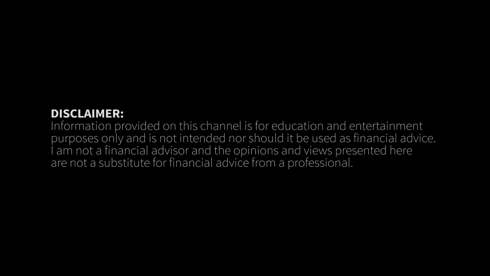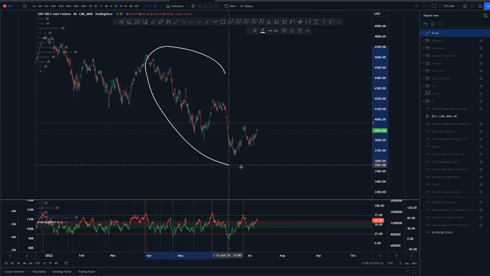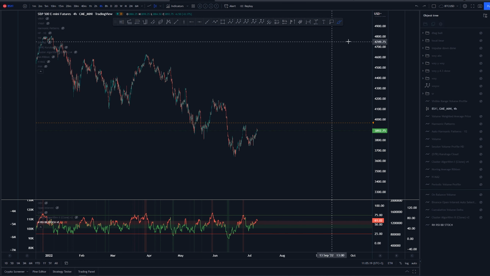I'll cover wave analysis with Elliott Wave Theory and provide multiple scenarios the price may take and explain why I prefer one count over another. Let's take a look at the different possibilities. Overall, on the higher time frame, we're just looking at this leg for today, starting from around the end of March.